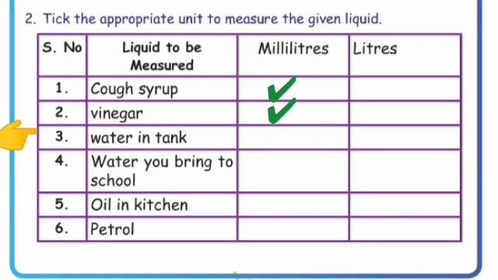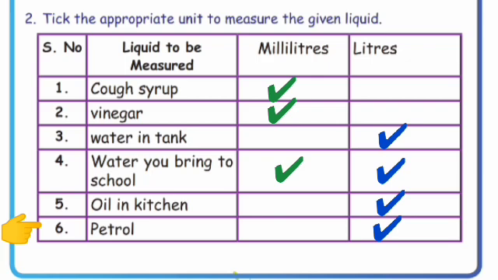Third one, water in tank. A water tank contains more water, so we can put a tick mark in the liters place. Fourth one, water you bring to school. Sometimes we bring water in a small water bottle or a big water bottle. So we can put a tick mark in milliliter and liter place. Fifth one, oil in kitchen. Usually we buy oils in liters. So we have to put a tick mark in liters. Last one, petrol. We buy petrol in liters. So you have to put a tick mark in liters place.